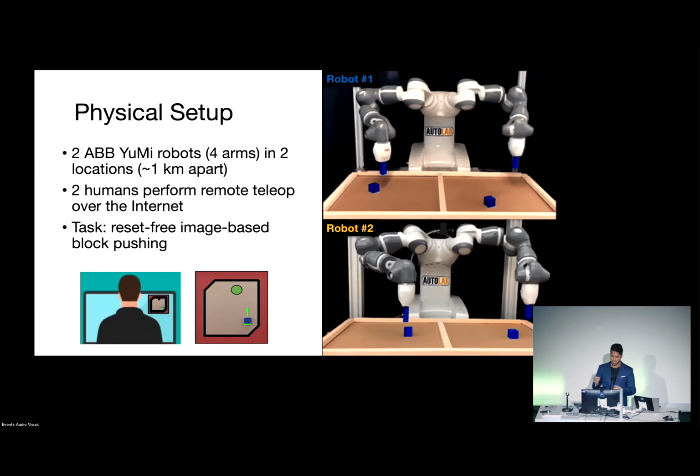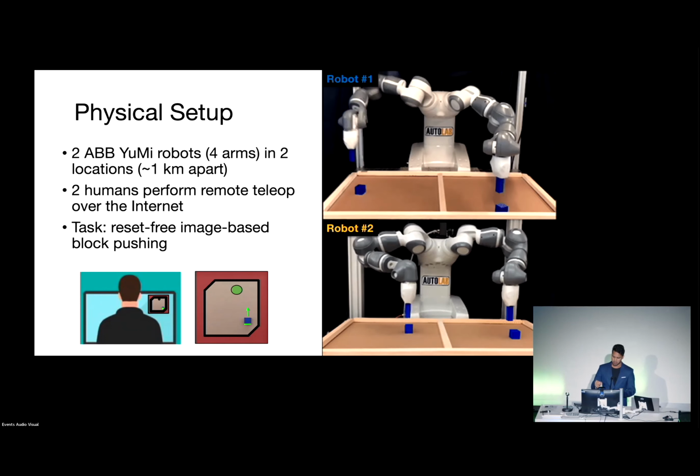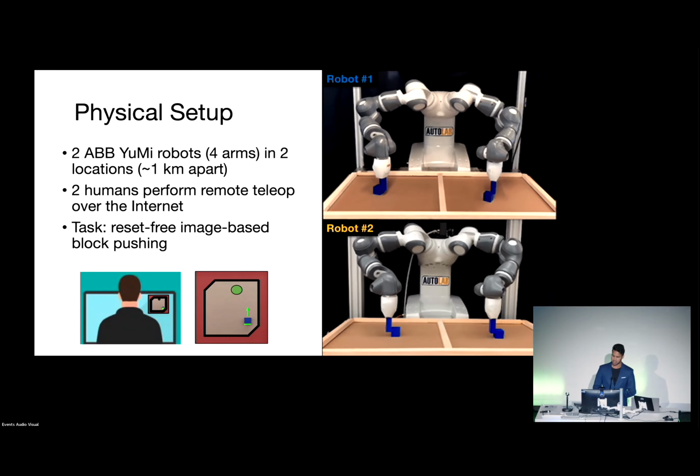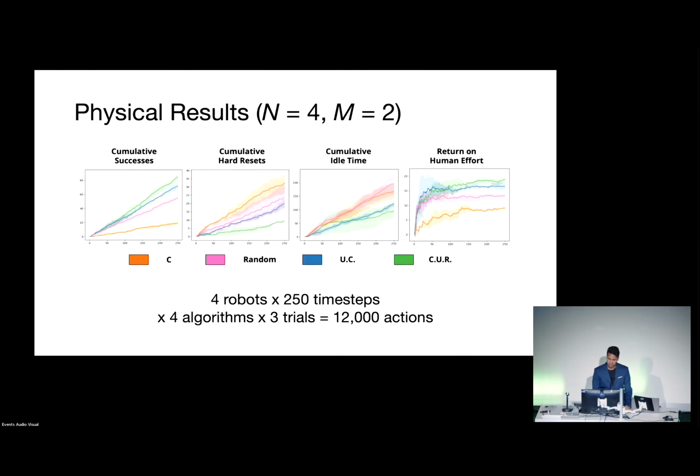And the task was an image-based block pushing task that was reset free, in that as soon as you reach the goal, which was programmatically generated in the image, it can sample a new goal. And we observed similar trends in these results here, albeit more variance due to real results.